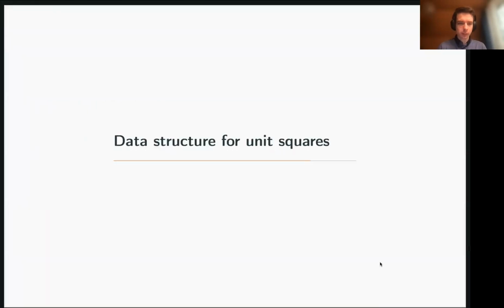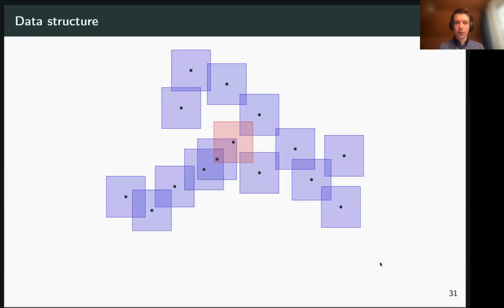Okay, so if not, the last part is how to design a data structure that does this thing. I'll just show a few figures without going into details, because the technical details are quite nice. I think it's not a very involved implementation actually, but we'll just go high level.